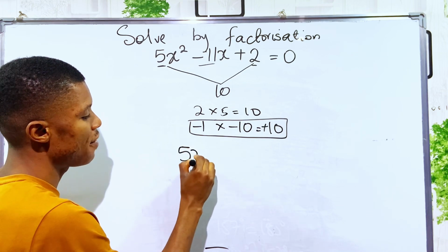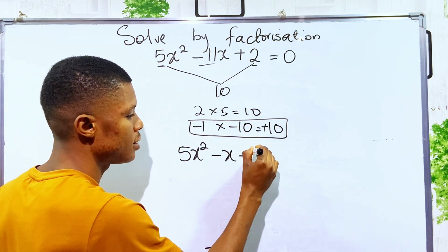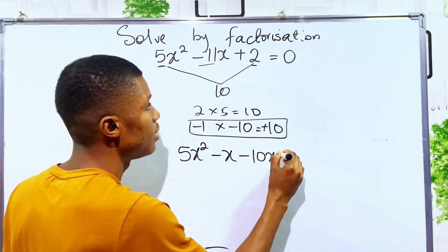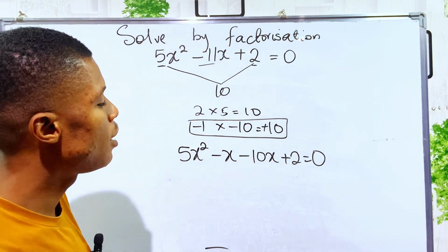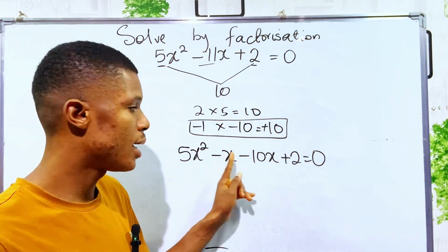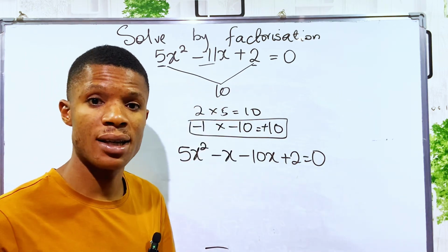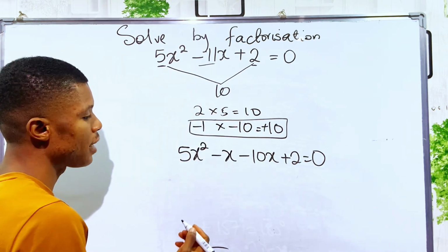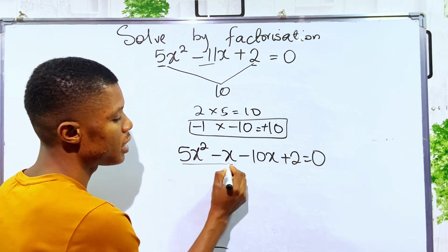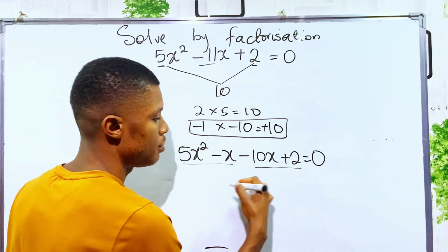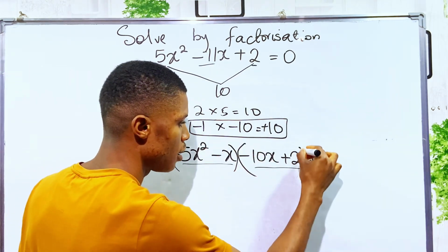We have it that 5x squared, then minus 1x, then minus 10x, then plus 2 is equal to 0. It only helped us to expand, because minus 1x and minus 10x is also the same thing as minus 11x. So we can now factorize by grouping. What do we mean? We group the first two terms together and the last two terms together. If I group this now, I'll group it this way.